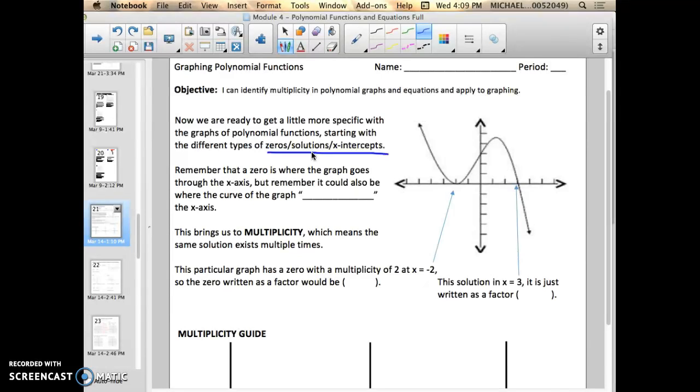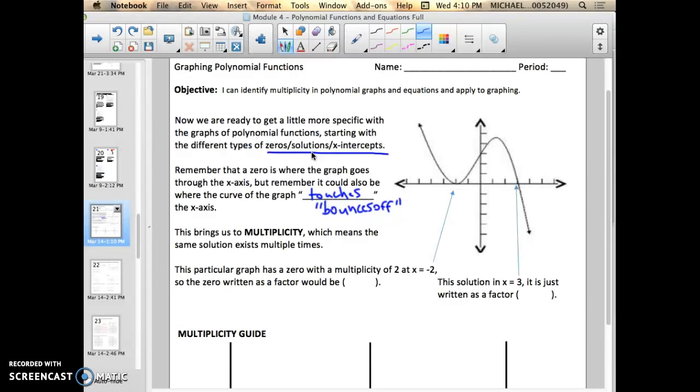And remember that a zero is where the graph goes through the x-axis, but also it could be where the curve of the graph touches the x-axis. I'm going to write touches, but I'm also going to write bounces off as well, because I've used both terms before. So this brings us to the idea of multiplicity, which just means that the same solution exists multiple times at that root, or solution, or zero, or x-intercept.